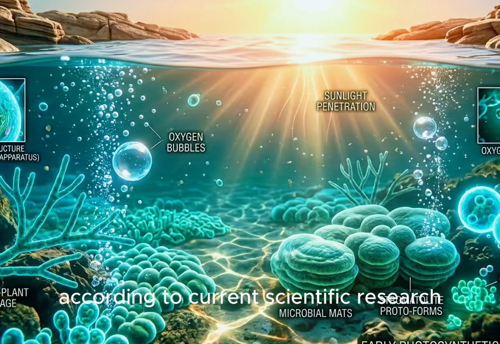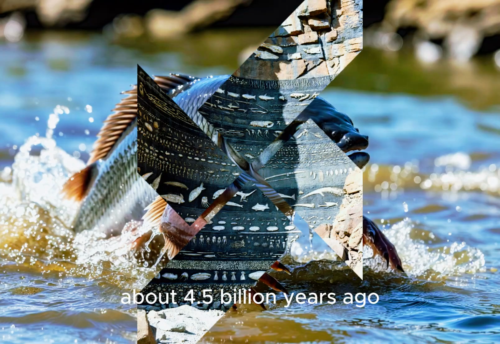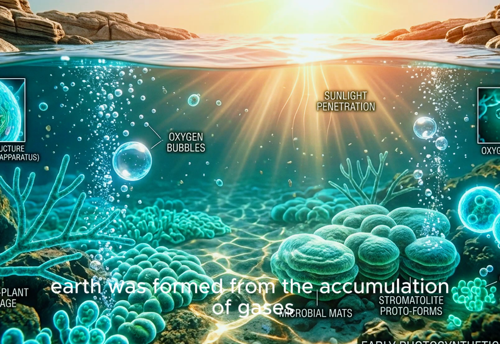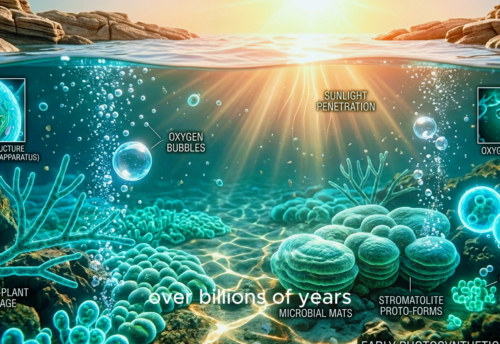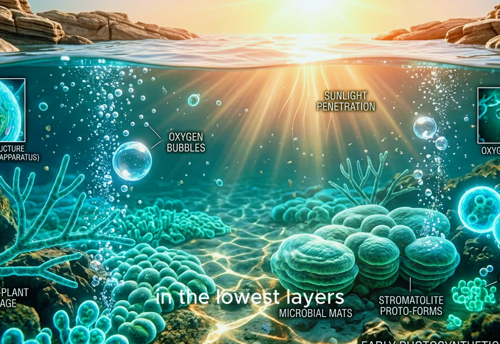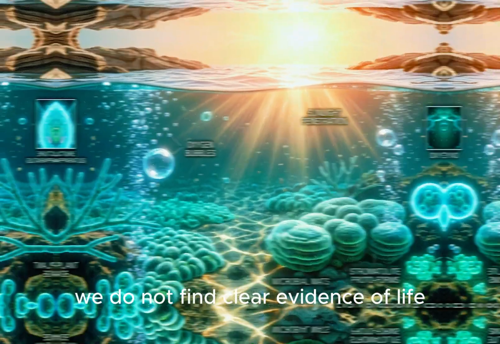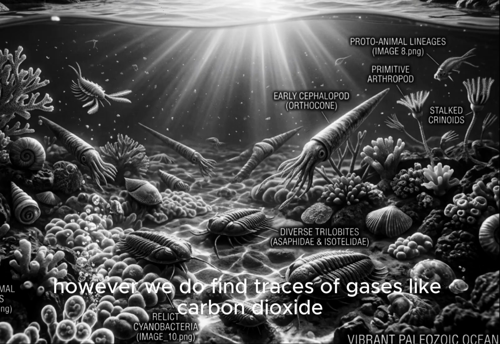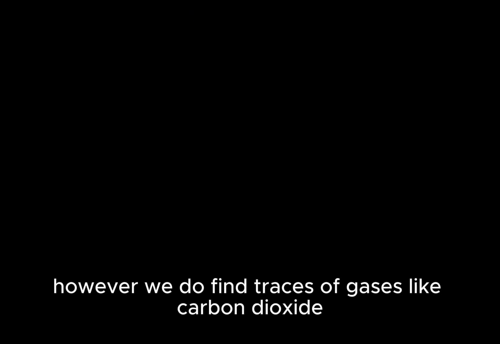According to current scientific research, about 4.5 billion years ago, Earth was formed from the accumulation of gases. Over billions of years, layer upon layer of sedimentary rocks formed. In the lowest layers, which are about 2.5 billion years old, we do not find clear evidence of life. However, we do find traces of gases like carbon dioxide, suggesting that conditions suitable for life were developing.